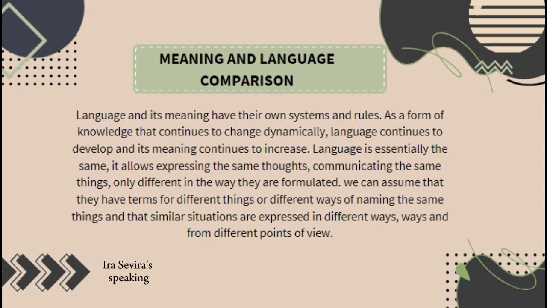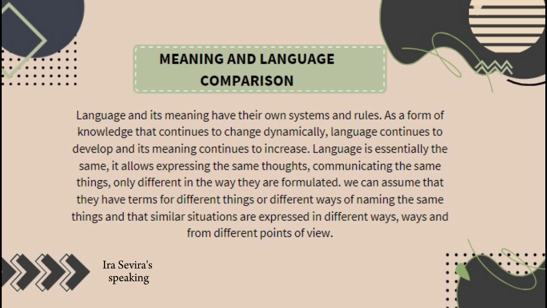In the first slide, here we have meaning and language comparison. Language and its meaning have their own system and rules. As a form of knowledge that continues to change dynamically, language continues to develop and its meaning continues to increase. Language is essentially the same. It allows expressing the same thoughts, communicating the same things, only different in the way they are formulated.